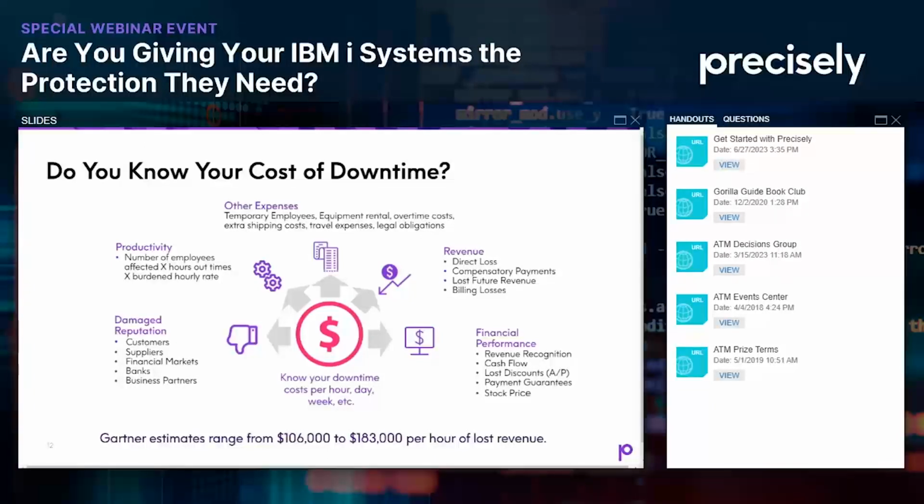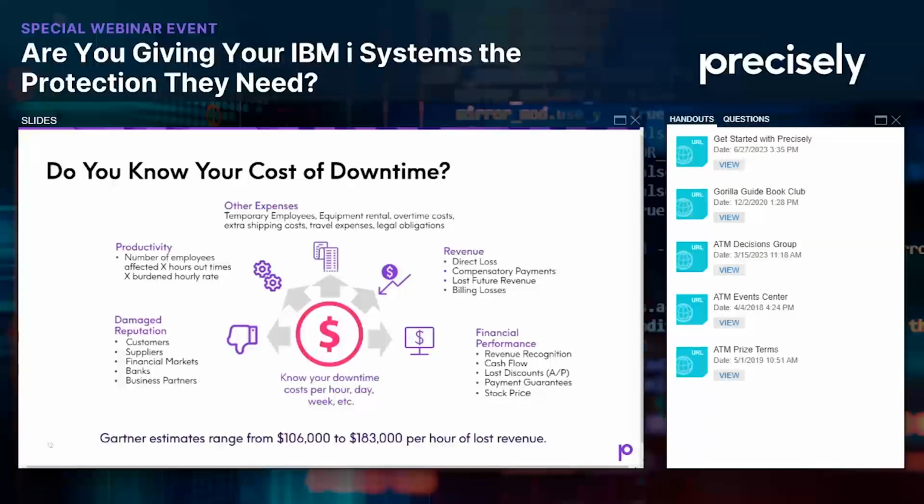And then finally, financial performance, in terms of meeting return on investment goals, could even impact your stock price if you're a public company, because you've had one of these publicized downtime events, and it can actually hit your financial performance negatively. So there's a lot of other ancillary downtime costs that you really do need to be considering. So availability, again, is very critical for your IBM system.